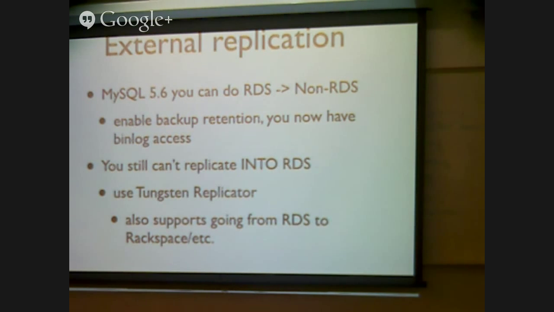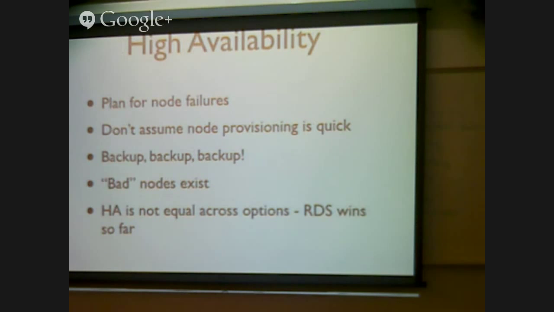With regards to external replication, with MySQL 5.6 only, you can actually do replication from RDS to, say, your own private host in the data center. This didn't work before with MySQL 5.5. If you ever think of wanting to replicate into RDS, another use of Tungsten Replicator right there. So with regards to HA, always remember that node provisioning can be slow. Always have multiple backups. Sometimes you have bad nodes, so you just kill the node and start another one.